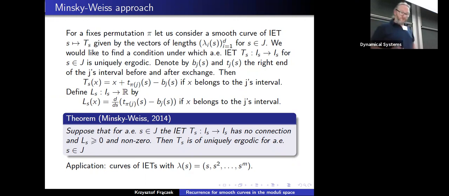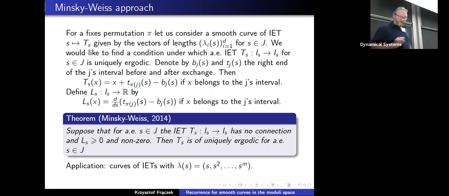And to express the Minsky-Weiss result, for every S and J, denote by B_J and T_J the right end of the J-th interval before and after exchange. Then the translation of the J-th interval is given by this displacement, and this displacement is next used to define the function L_S, which is given by the derivative with respect to the parameter S. This function is piecewise constant because this displacement, of course, is also piecewise constant.